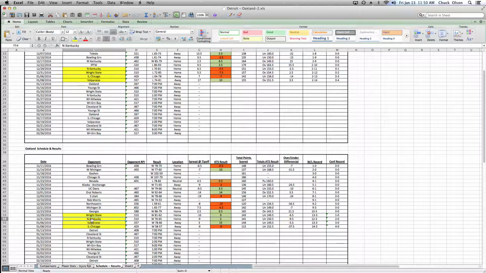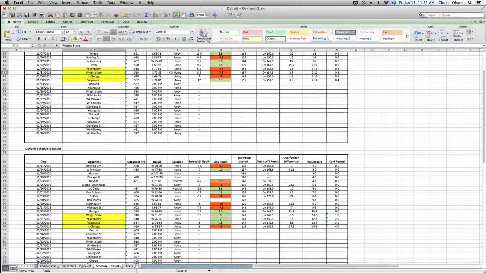All right, here we are, Northern Kentucky. They played them at home. Looks like Oakland won by 11. Northern Kentucky, again, played at their house, and they lost by 11. So that's a 22-point delta there, which obviously is well within our 18.5-point range, so continue to support that.